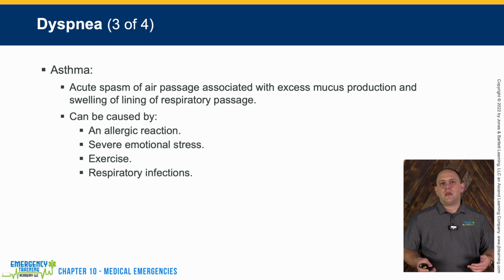Like I said, asthma is one of the most common reasons that we see dyspnea. This is an acute spasm of airway passages in the bronchi. This is acute spasms of the airway passages in the lungs associated with excess mucus production. This can be caused by either allergic reactions, it can be caused by exercise, infection, and we can also see it with severe emotional distress.